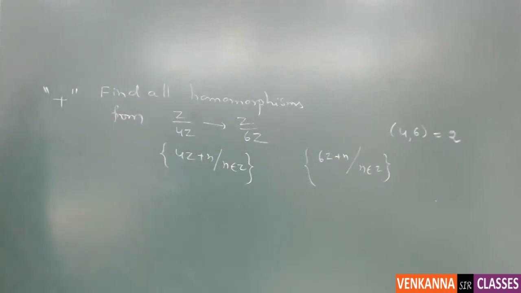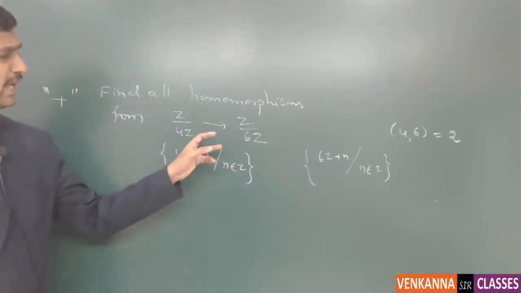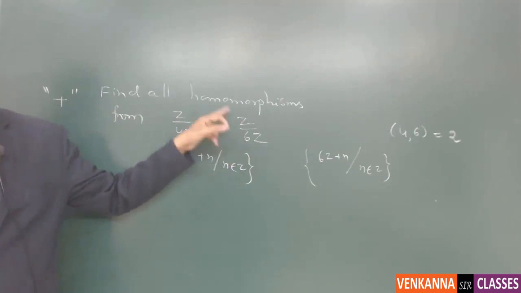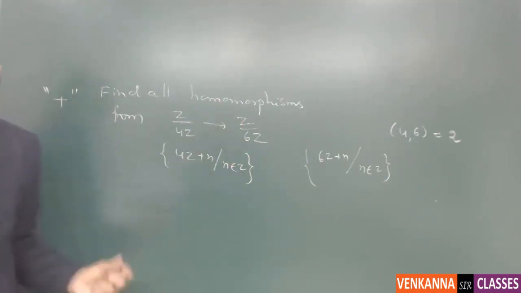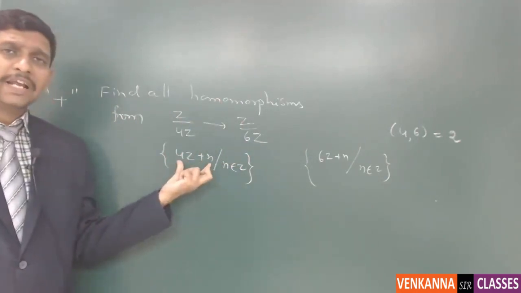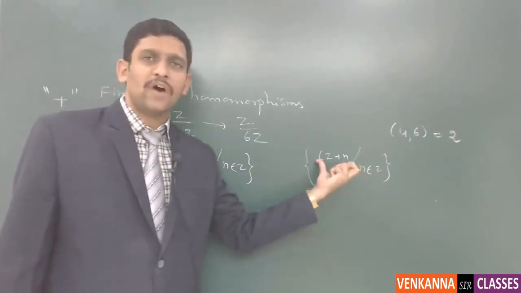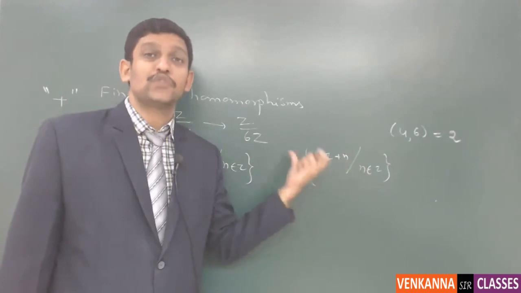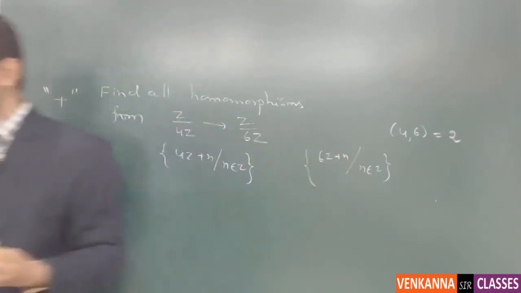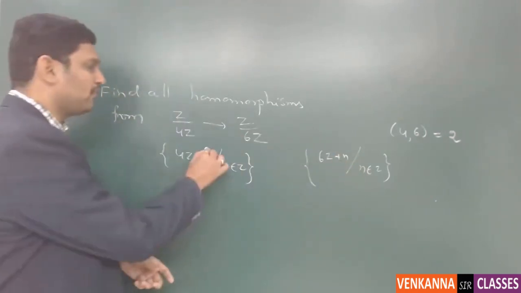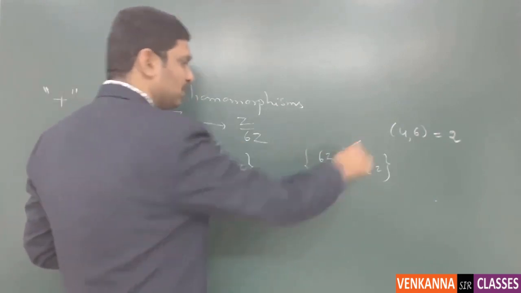So here we need to understand that if you want to pair the respective sets in order to get a homomorphism, you need to pair the elements of the form 4Z + n with elements of the form 6Z + n, a suitable form like this. Okay, and what could be the value of n here? That is also a question.